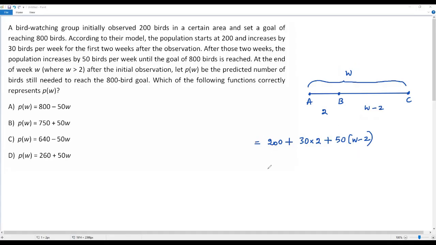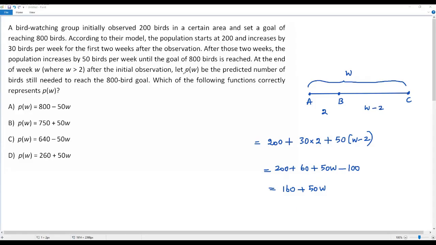Now let's get the total of this. That is 200 plus 30 times 2, which is 60. Now we can distribute this positive 50 to this W and negative 2. Then we get positive 50W, and a positive times a negative is negative, 50 times 2 is 100. When I combine 200 plus 60 and minus 100, I get 160 plus 50W.